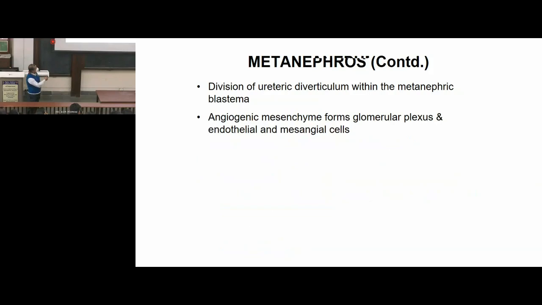Division of the ureteric diverticulum within the metanephric blastema occurs to form the pelvicalyceal system up to the collecting tubule, and angiogenic mesenchymes form the glomerular plexus, endothelial and mesangial cells which are there within the kidney, details of which you will learn when you study the microanatomy of the urinary system. Okay.